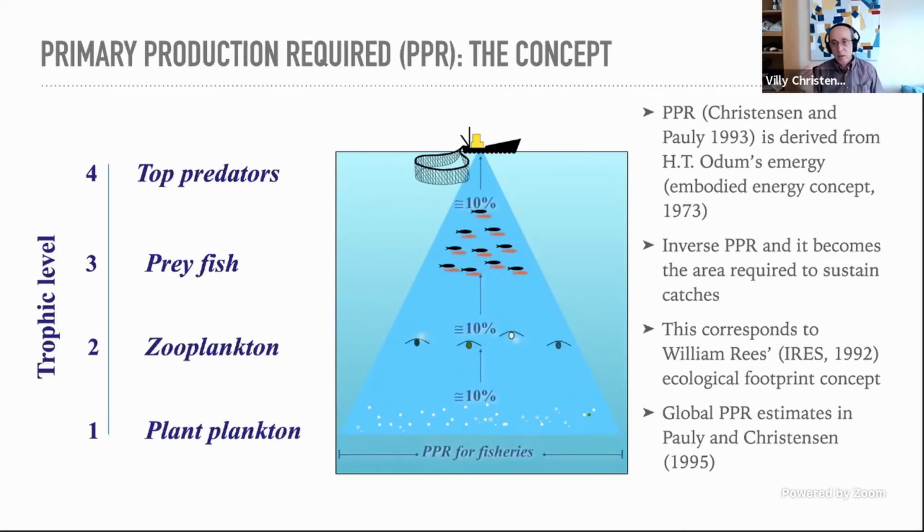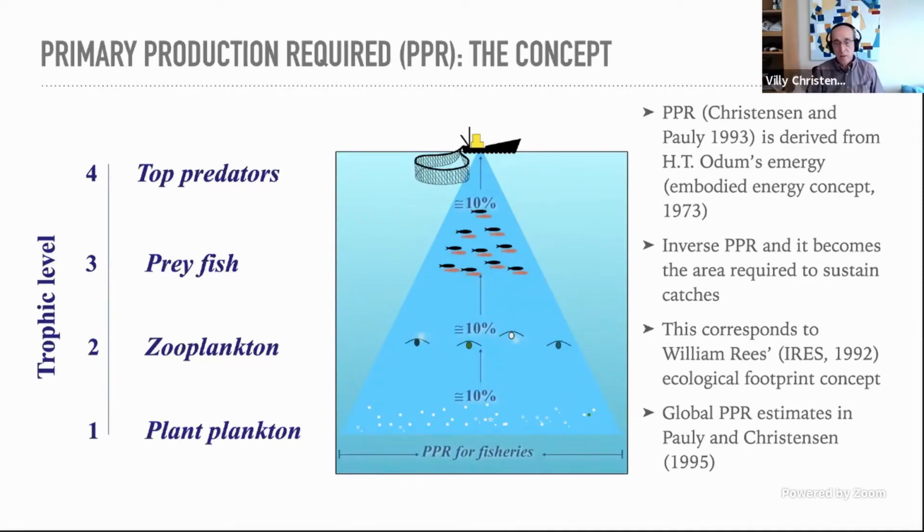It's actually exactly the same as Bill Rees's ecological footprint. Bill Rees was a faculty member, I should explain for those of you who are far away from, or not at UBC, that we are at the Institute of Ocean Fisheries in a building called the Aquatic Ecosystem Research Laboratory, second and third floor, first floor. On the fourth floor, we have an institute called IRES, Institute for Resource, Environment and Sustainability, where Bill Rees was a professor, and he developed the ecological footprint concept, which is just the opposite of the primary production required. It's the inverse of that.